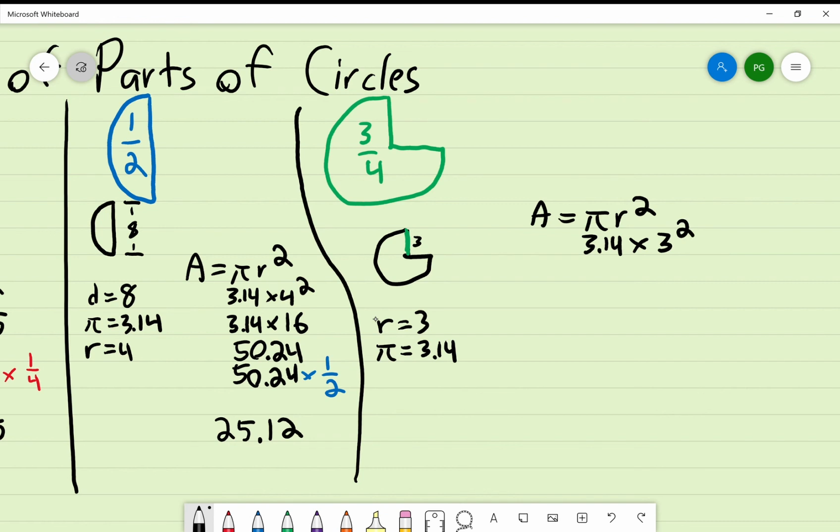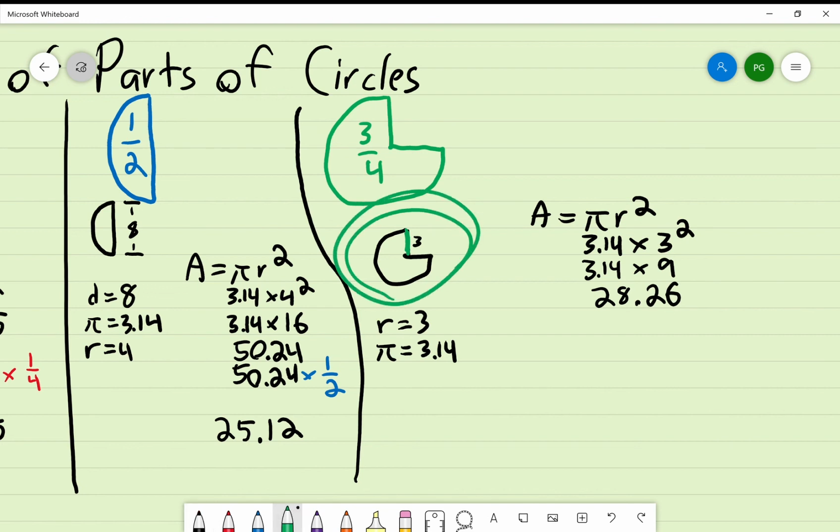3 squared is 3 times 3. 3 times itself 2 times. So 3.14 times 3 times 3 is 9. Let's do it. 3.14 times 9 gives me 28.26. Remember, we don't have a full circle. We have 3/4 of a circle.